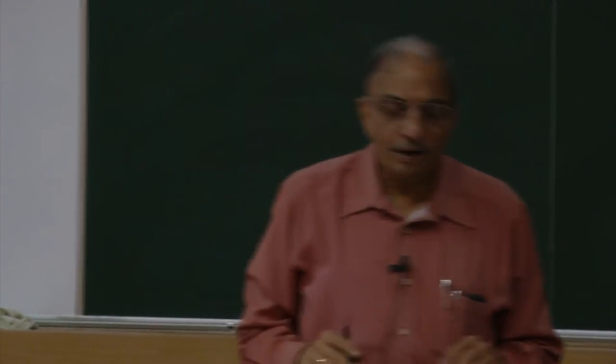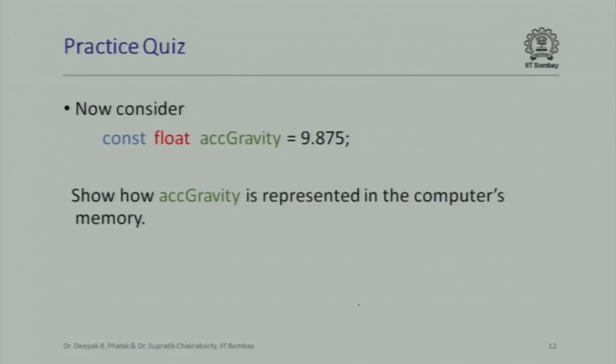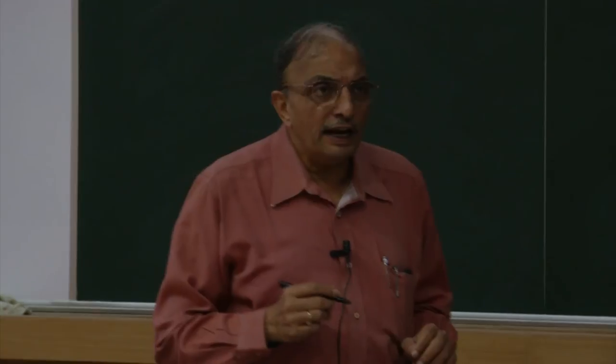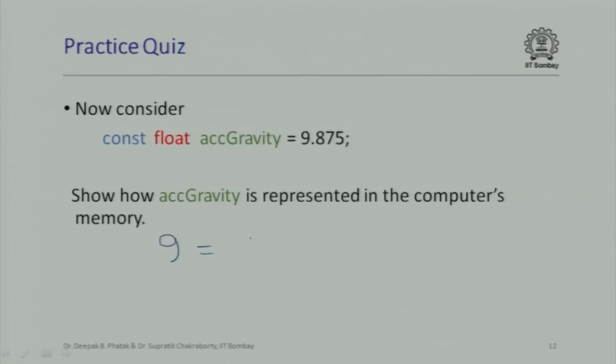All right? Here is another practice quiz. We'll not spend much time on this. The fractional part is the same, you all agree? It is only the integer part that is causing us a problem. The integer part is what? 9 is equal to what in binary? 1001 is 9, and so 1001.111 and as many zeros as you want. Now this is the binary representation.